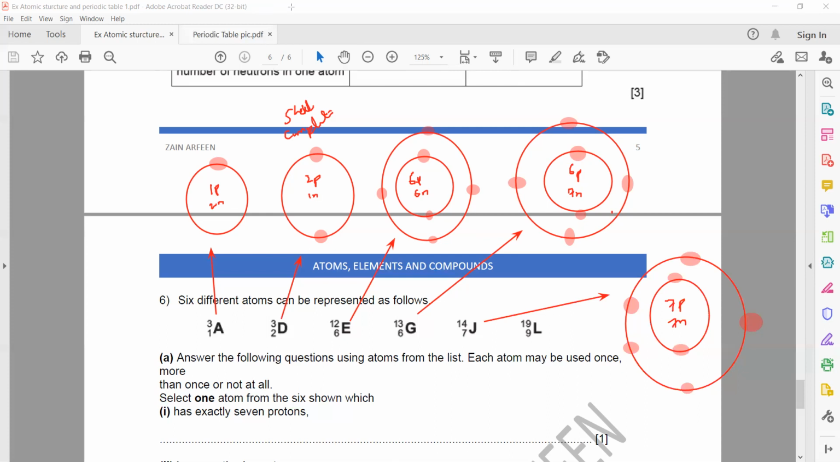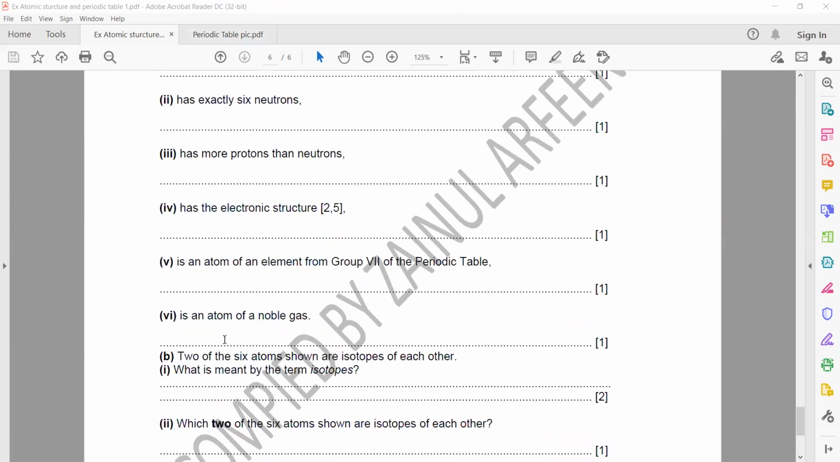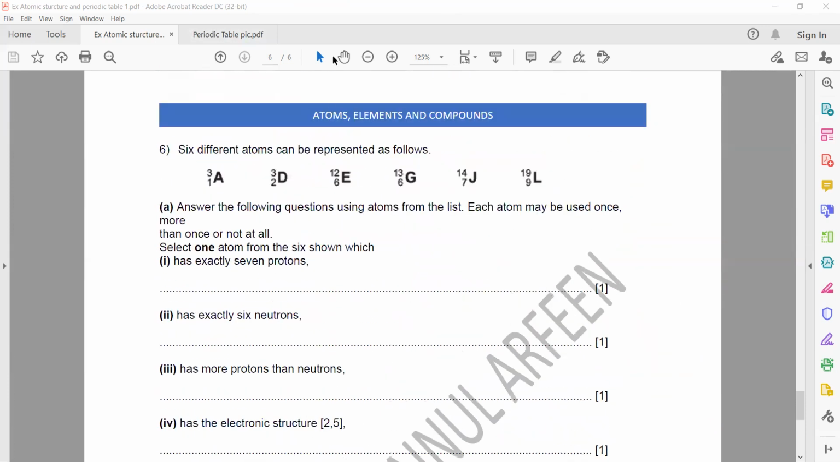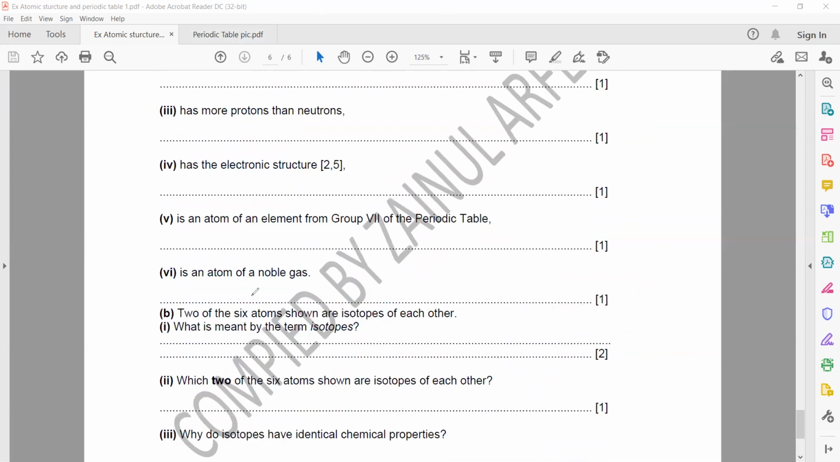When we draw the structure of L, L is having 9 protons and 10 neutrons. I'm drawing a rough diagram here because of space. The first shell will have 2 electrons, the second shell will have the remaining 7 electrons. That's why it belongs to group 7. So only one of them is having a complete shell. When it is a complete shell, we call them group 8 elements, or the common name is noble gases. So when they ask which is an atom of a noble gas, that's equal to D.